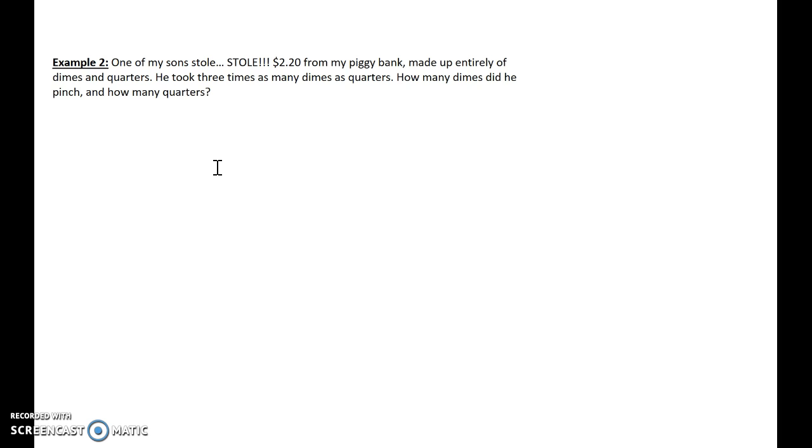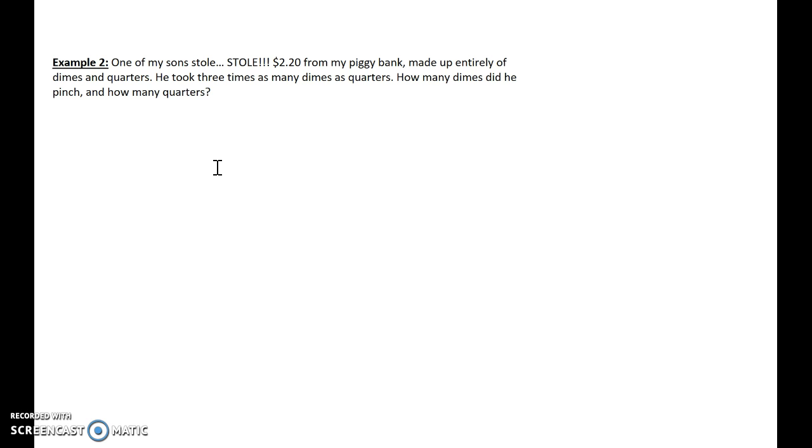So the question says that one of the sons stole $2.20 from a piggy bank. My piggy bank is made up entirely of dimes and quarters, which is what I get my pay in. He took 3 times as many dimes as quarters. How many dimes did he pinch and how many quarters did he pinch?